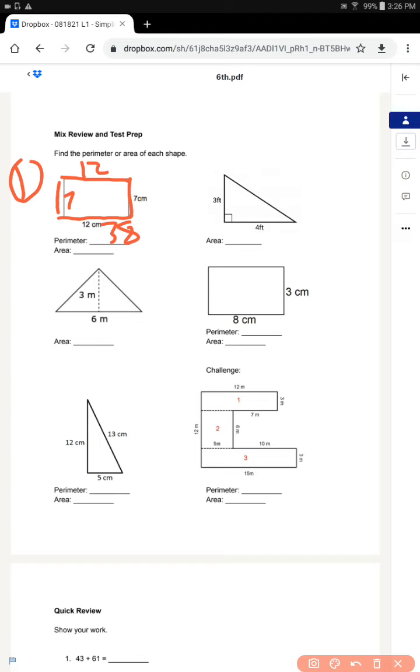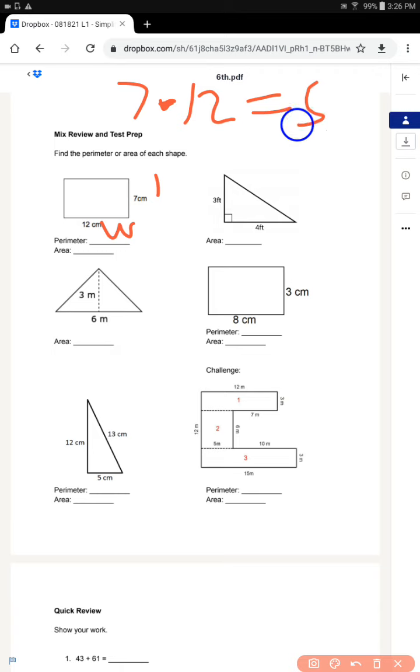And then for the area, if you remember, is the length times the width. So 7 times 12, which equals 84.